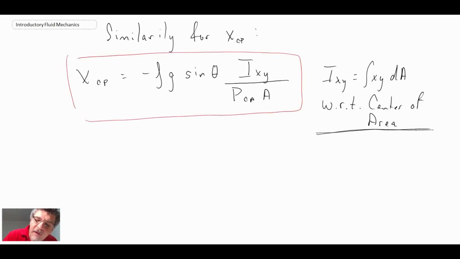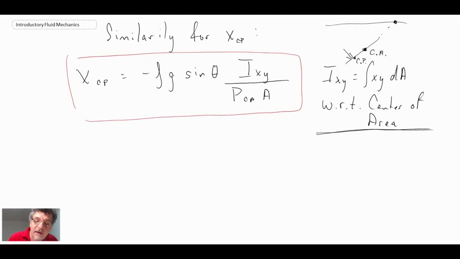So be careful, some books will not necessarily reference it with respect to the center of area. In this derivation I have. Sometimes they reference it to the free surface. So if this is your free surface and your plate is down here, sometimes they put their origin up here, which would be quite a bit different from what we're looking at here. But anyways, that's just something to be aware of. In this case, all of the derivation was with respect to the center of area, and we've just determined where the resultant force acts, and that is the center of pressure.